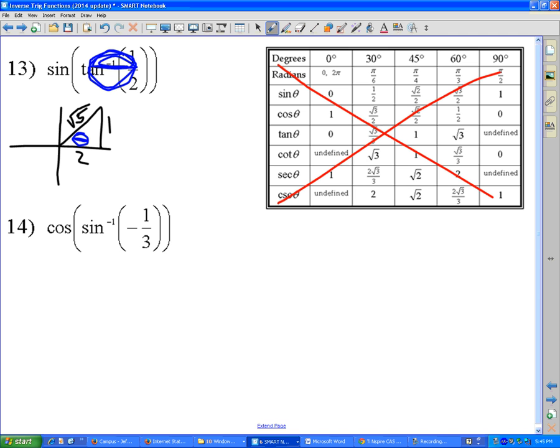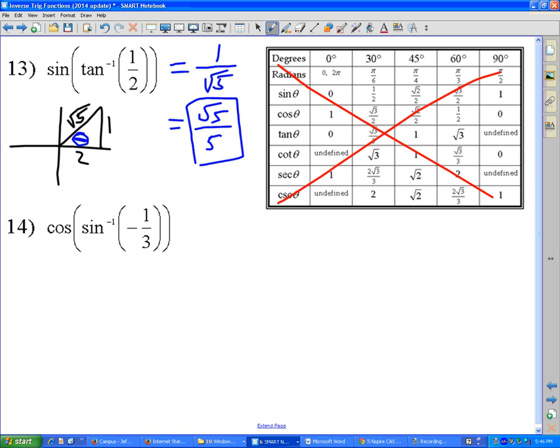And all that we're asking here is what is the sine of that angle? What ratio of that angle is the opposite over the hypotenuse? Well, now that I have a picture of that angle, I don't care what the specific angle is. I can look at it and determine that the ratio of the opposite over the hypotenuse is 1 over root 5, which we would probably want to rationalize to root 5 over 5 for our final answer.